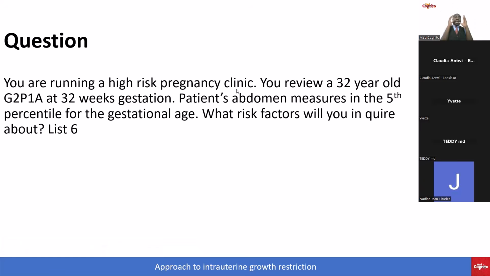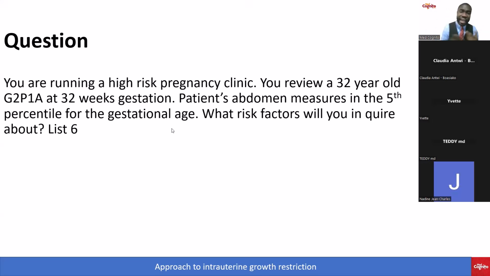Oh my goodness, Dr. Root just typed something. Prior history of IUGR. In fact, prior history of IUGR is the highest risk factor you can ever think about. So Dr. Root, that is very, very good. I'm very, very impressed by that. You just wrote that, bam!